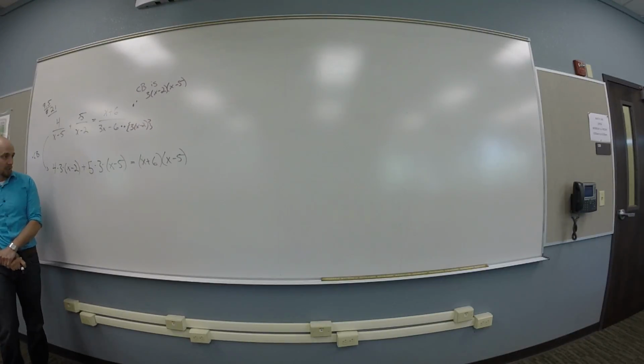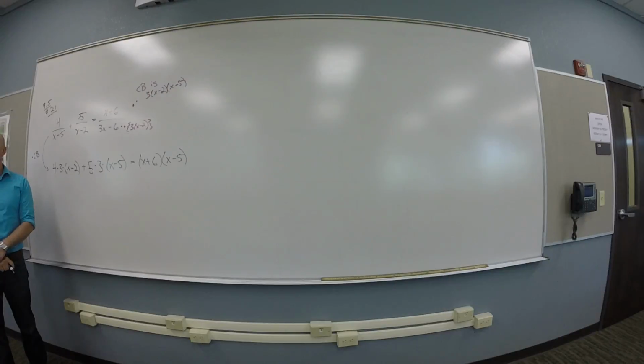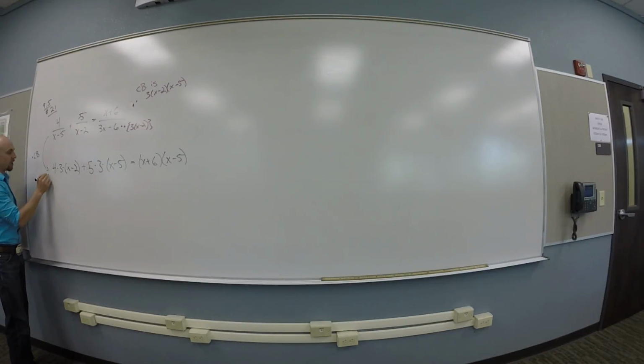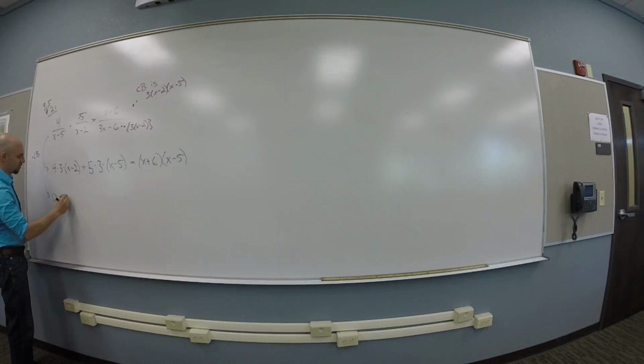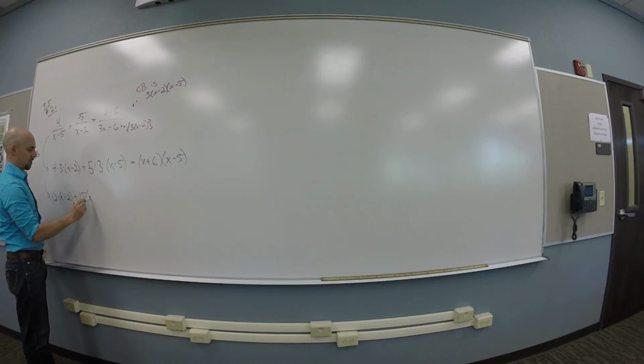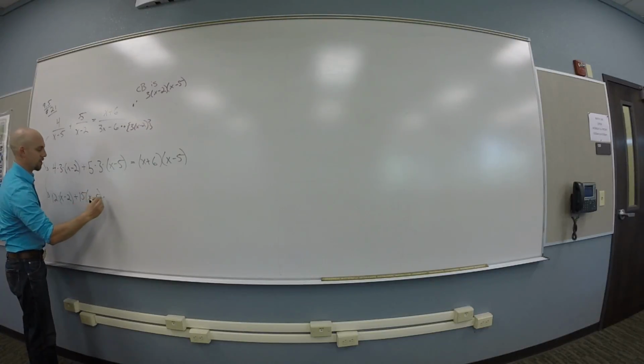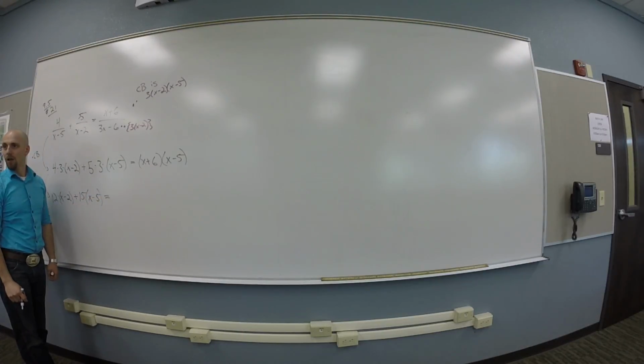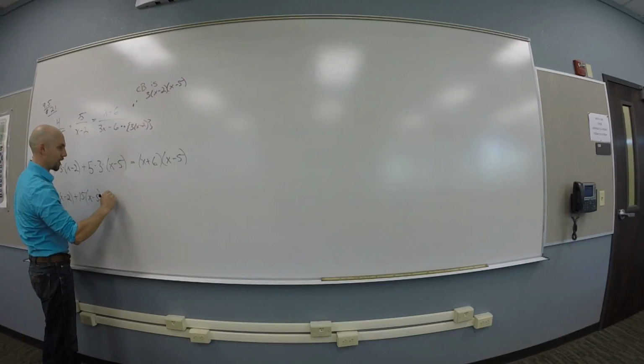Now what do I do with this? Combine. Yeah, I should kind of stick this together. So first things first, maybe, 12 times x minus 2 plus 15 times x minus 5 equals, and then you would FOIL that out, right? Okay, FOIL that thing out. So you got x squared.